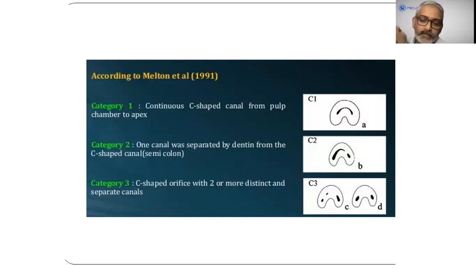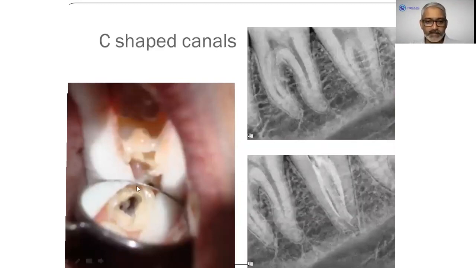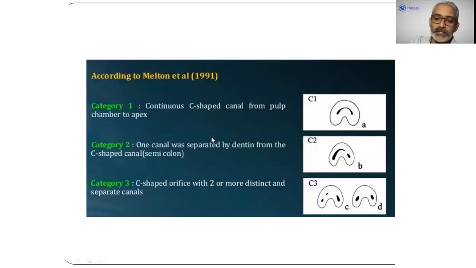If the C shape separates in between and forms additional canal in between, then it is class 2. If the C shape has orifice with 2 or more distinct separate canals, along with the C shape, you have more canals, then it is class 3. So sometimes some visual questions might come like this. See, asking which classification does this C-shaped canal belong to? This is a type 2 C-shaped canal. So such kind of questions you can expect for your exams.